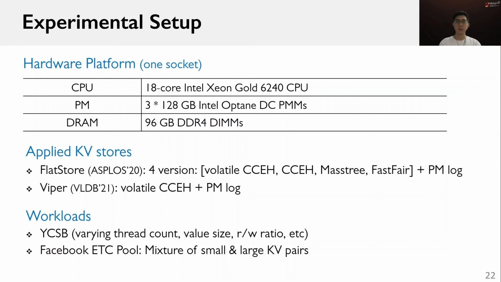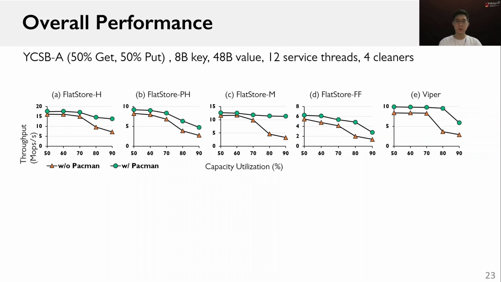Our experiments are conducted on a server within one NUMA socket to avoid the NUMA effect. Each CPU socket is equipped with 3 Optane DIMMs and 96 GB DRAM. We apply Pacman on 2 state-of-the-art PM-based log-structured KV stores, FlatStore and Viper. We apply 4 versions of FlatStore to evaluate different index types, including hash table-based and tree-based, volatile and persistent index. Benchmark workloads include YCSB with different settings, and the production workload Facebook ETC pool.